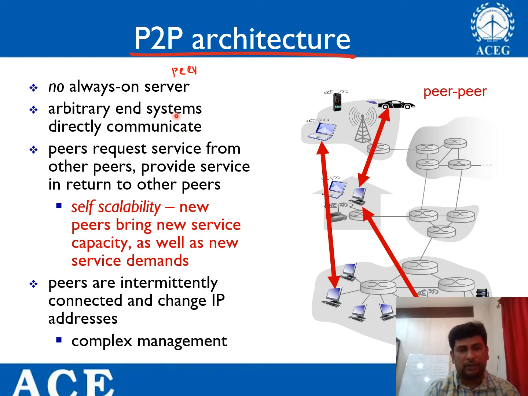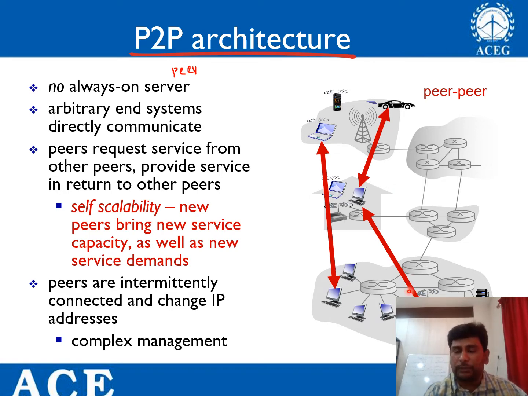So there is no always-on server, meaning they are not trying to use the service of a server. Arbitrary end systems directly communicate. What are the two arbitrary systems? The two systems shown here, or these two systems, or you can find another two systems.